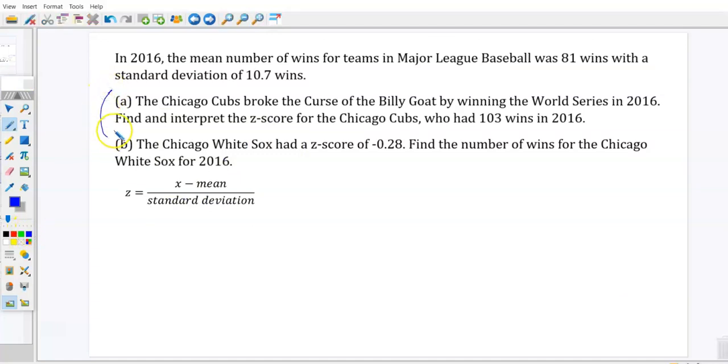So let's look at this first part here. In 2016, the mean number of wins was 81, so that's the mean, with a standard deviation of 10.7. The Chicago Cubs broke the curse of the Billy Goat.